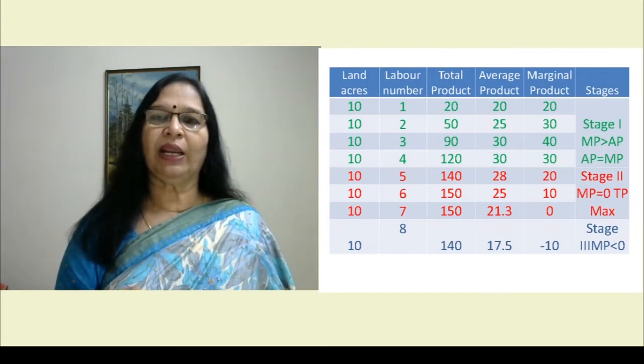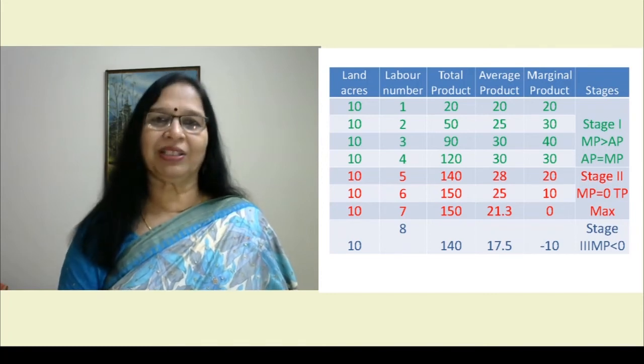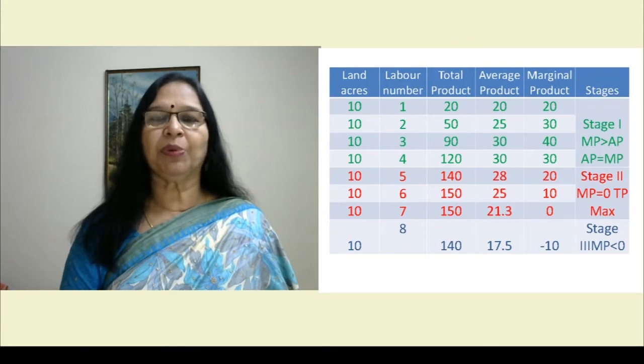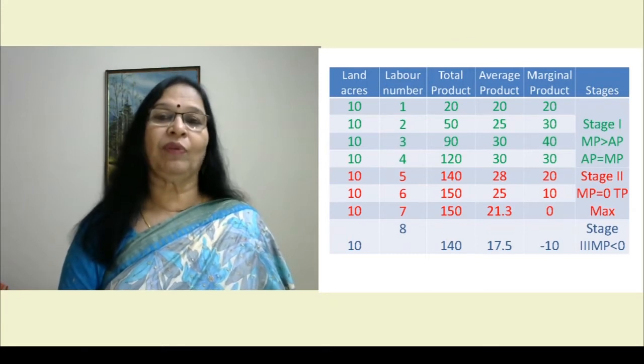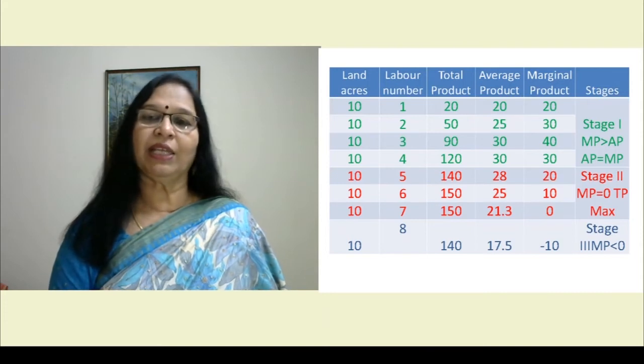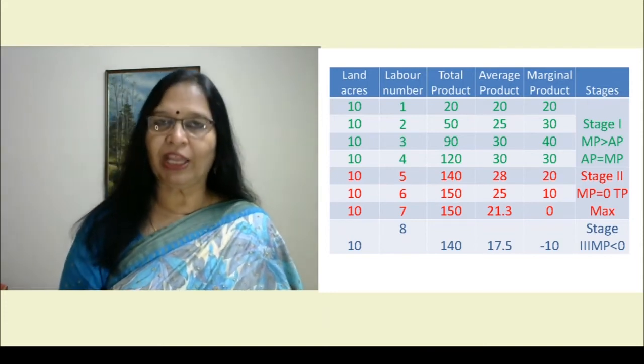So you can see 150 as a total product, but the marginal product is 0. And thereafter what you find is the marginal product is less than 0, in which case it becomes negative, because now you're finding it as minus 10. I hope you have understood the table very carefully.